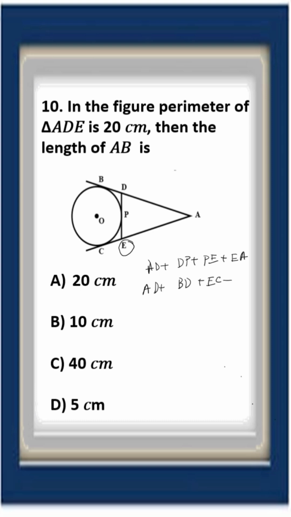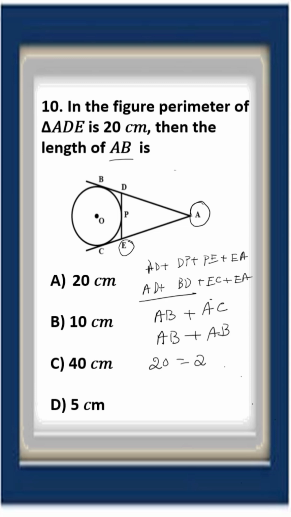Here you can observe that AD plus BD is equal to AB. EC plus EA is equal to AC. Here we have to find the length of AB. Here AC is equal to AB. Why? They are the tangents from the external point A. So perimeter 20 centimeter is equal to 2AB. So AB is equal to 10 centimeter. So option B, 10 centimeter is correct.